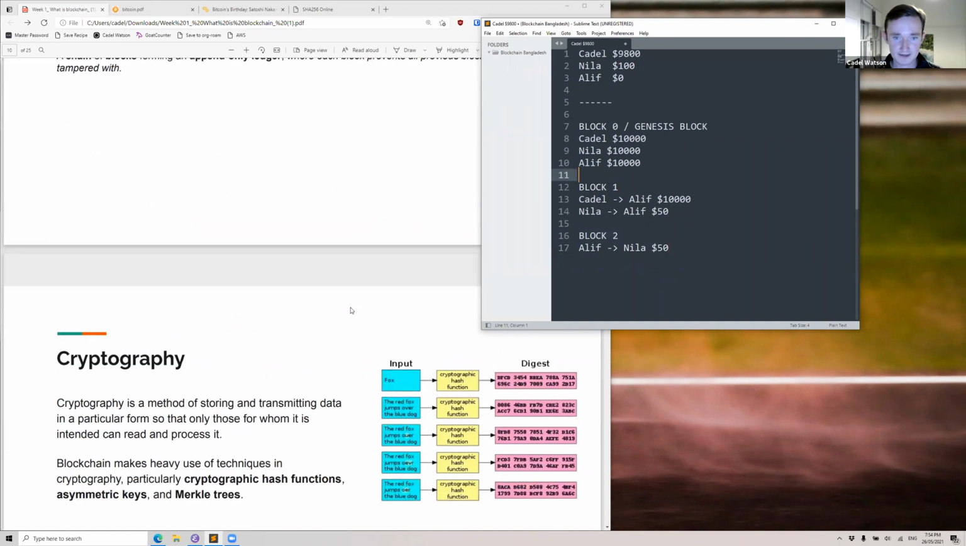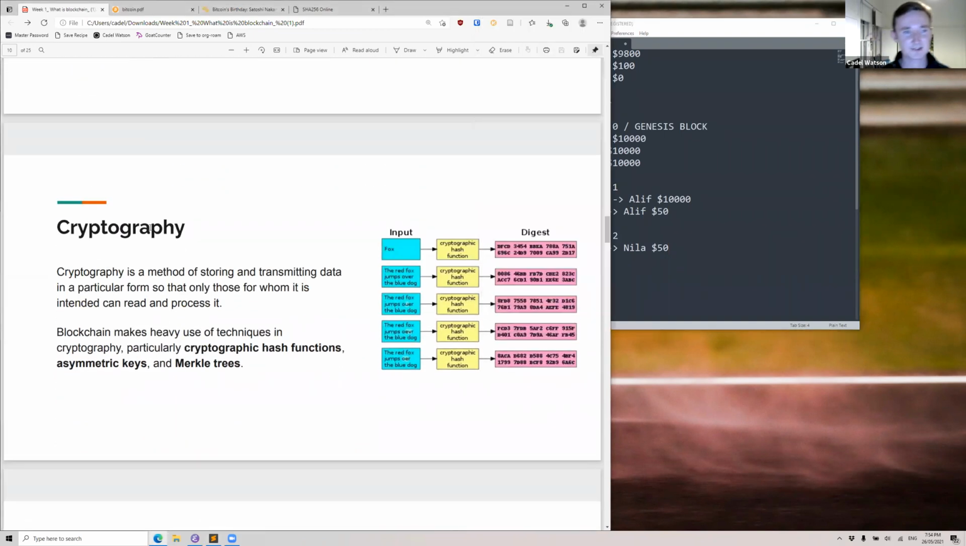Now, to do that, we're going to have to take a quick diversion into cryptography. This is a very wide and complicated field that I don't know a lot about, but generally cryptography is any method of storing or transmitting data in a form that only allows people who have permission or who are intended to read it to be able to read it. For everyone else, it's nonsense.